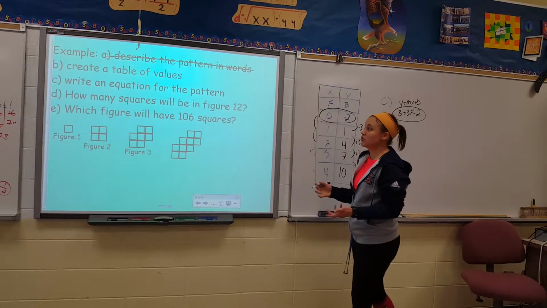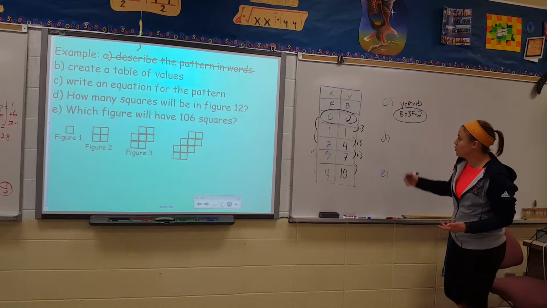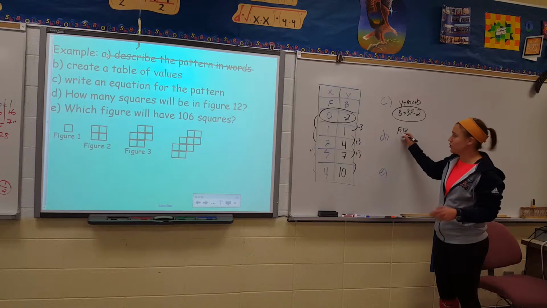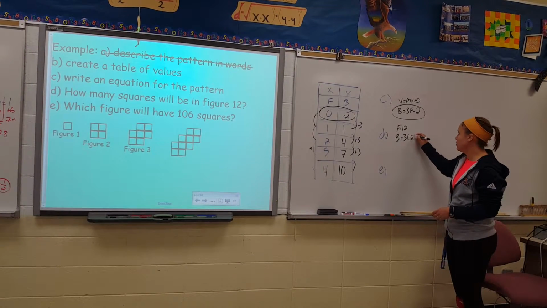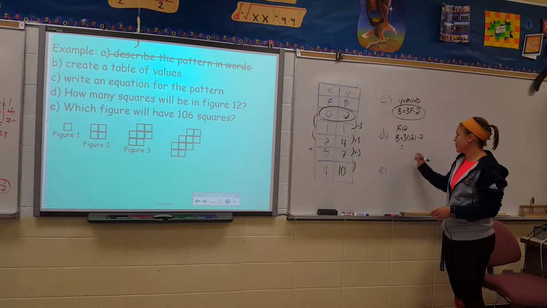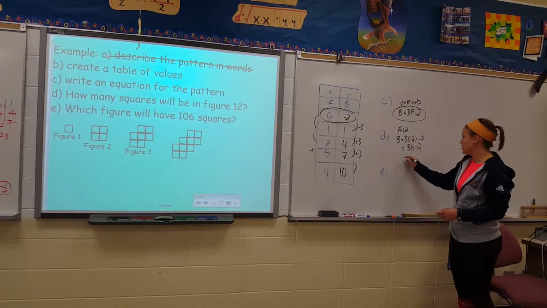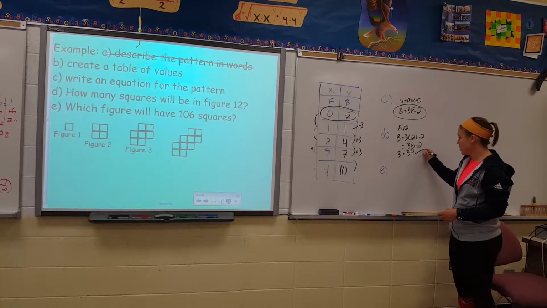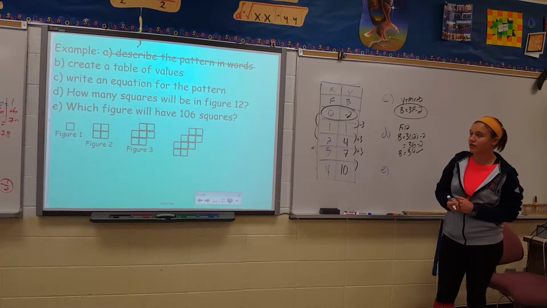D asks us how many squares or blocks will be in figure number 12. So I will put in 12, so F equals 12. Wherever I see an F, now I'm going to put a 12. So B equals 3, in brackets, 12 minus 2. 3 times 12, 36, minus 2. B, in this situation, equals 34. Okay, so that's how many squares, blocks will be in figure number 12.